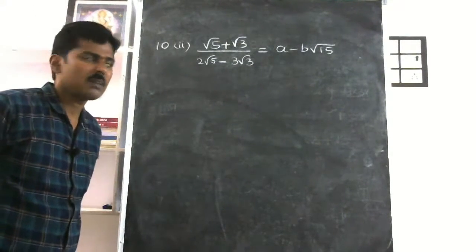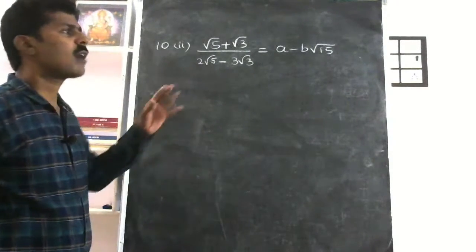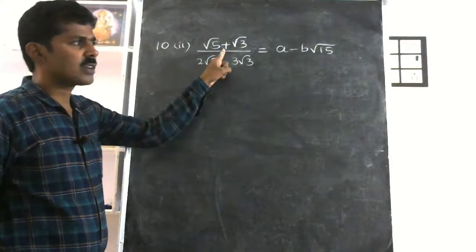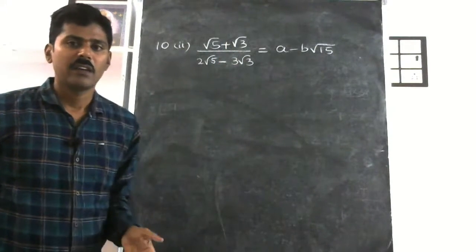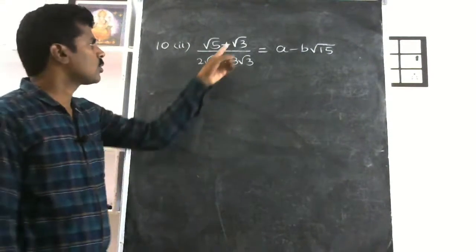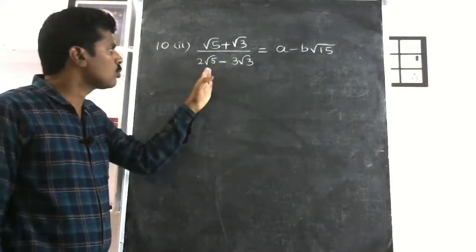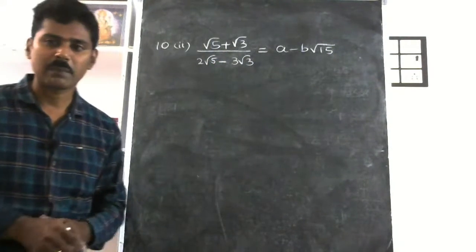Here somebody may have a doubt, because the numerator is irrational and the denominator is also irrational. With what do I have to multiply? With root 5 minus root 3, or with 2 root 5 plus 3 root 3? With what do I have to multiply?